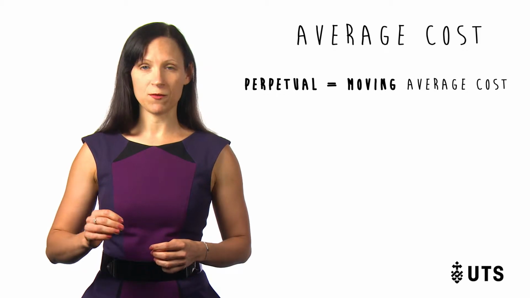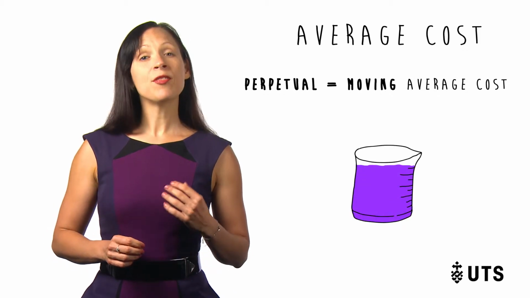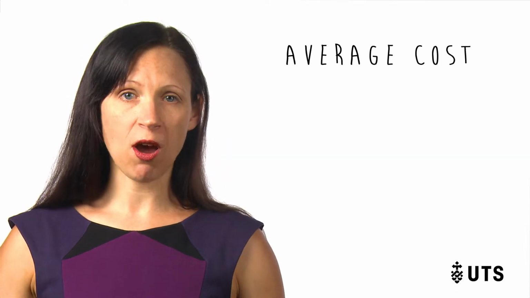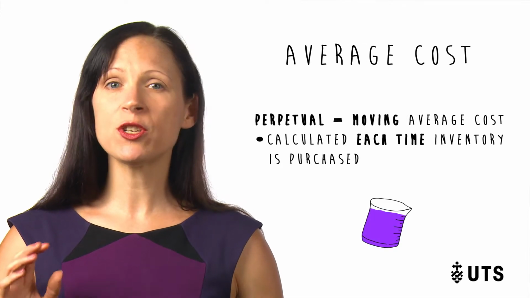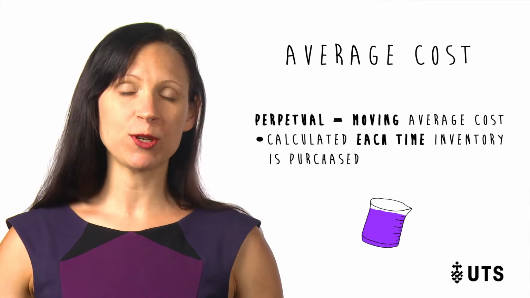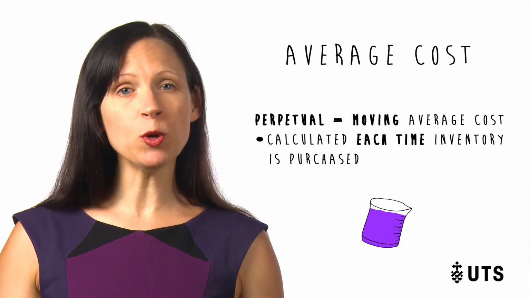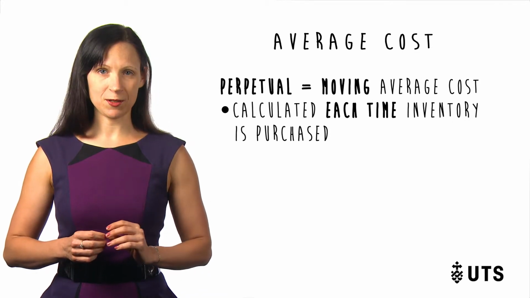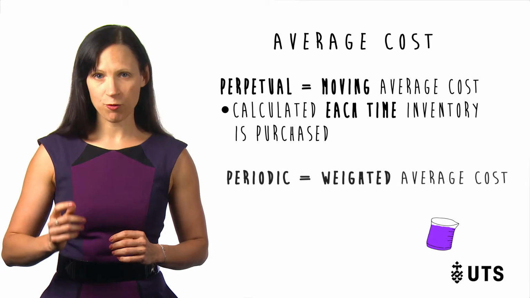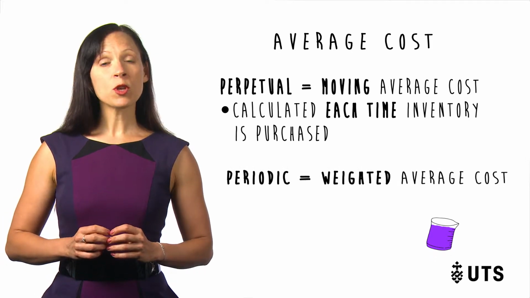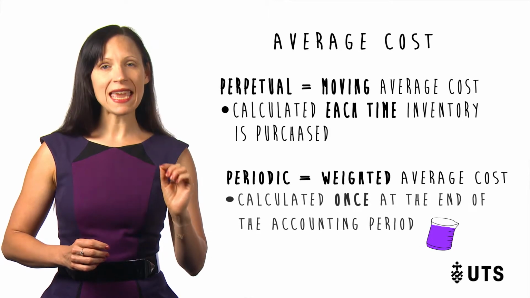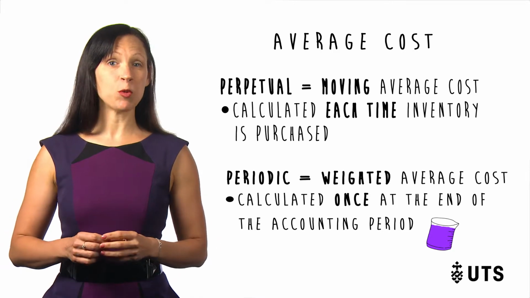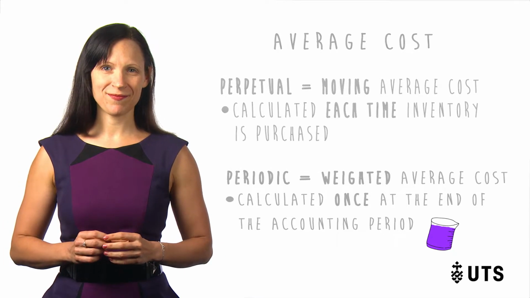Under the perpetual inventory system, this is called the moving average cost. This is because the cost of each item is calculated each time we make a new purchase of inventory, so it moves during the accounting period. Under the periodic inventory system, it is called the weighted average cost. The cost is calculated once at the end of the accounting period, as the weighted average of all of the inventory available for sale during the accounting period.